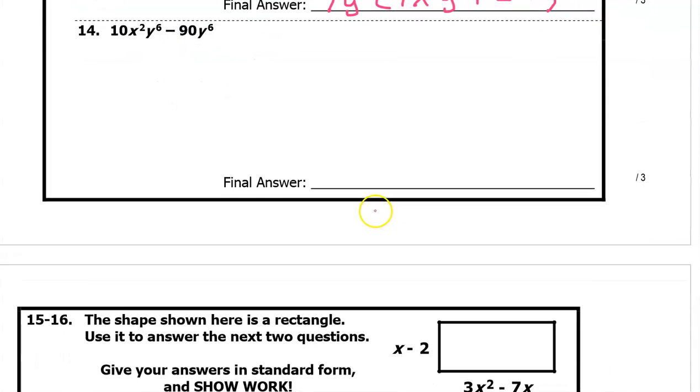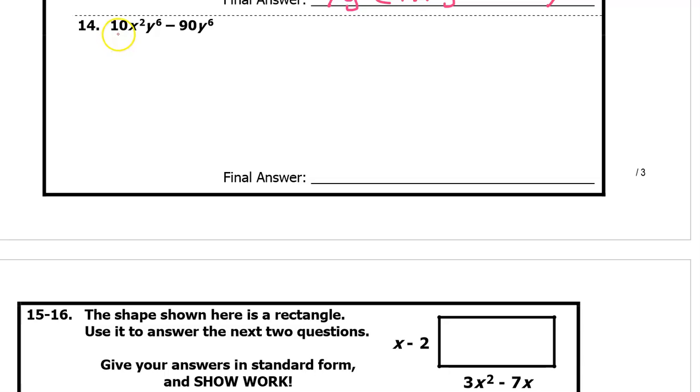All right, how about number 14? Okay, I'm looking at the 10, and 10 is divisible by 2 and 5, but don't forget that it is divisible by 10 itself. Well, 90 is divisible by 2 and 5 as well, but 90 is divisible by 10 itself. So 10 wins. So when I do my GCF, I'm definitely going to have 10 as part of my common factor. What about variables? Do both terms have x's? No. Do both terms have y's? Yes. They both have y to the 6th power, so that's definitely going to be the GCF for the y part.